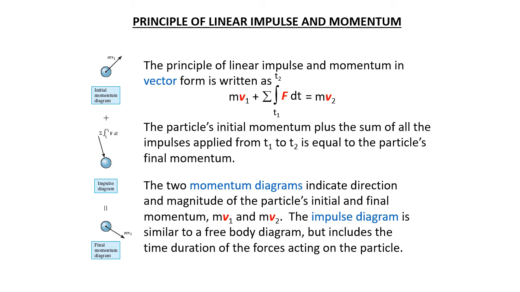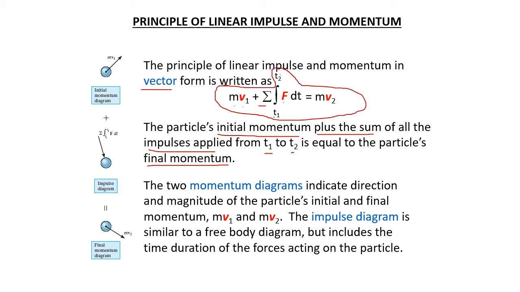So when we talk about the principle of linear impulse and momentum, in vector form it is written as the following down here. We have our mv1 plus the summation, the integral from t1 to t2 of our force F dt, is equal to mv2. So the particle's initial momentum plus the sum of all the impulses applied from t1 to t2 is equal to the particle's final momentum. So that's a way of verbalizing this equation that we have right here.